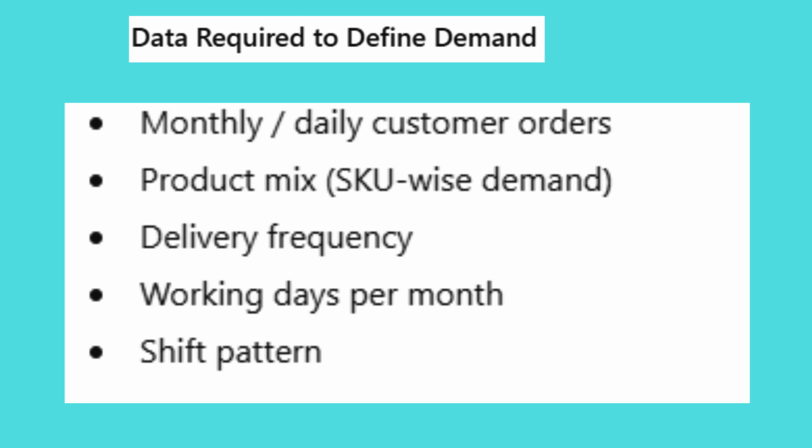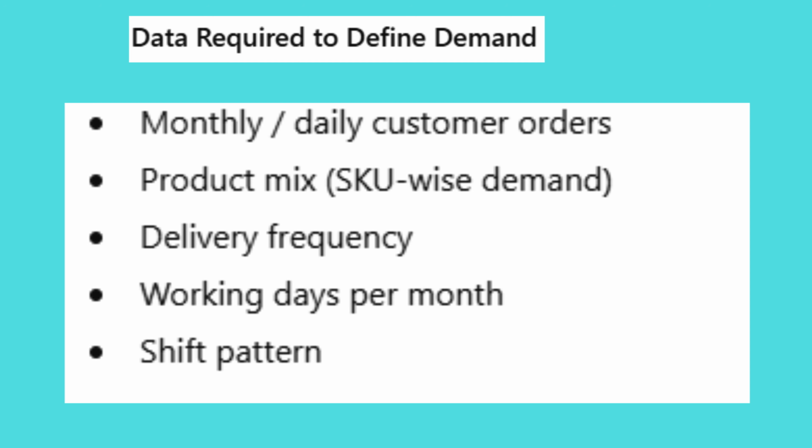Now let's talk about the data required to clearly define customer demand. Because understanding demand is not just a concept, it requires actual data. First, we need monthly or daily customer orders. This gives us a clear idea of how much demand exists over time. Second, we need to understand the product mix, which SKUs are being ordered and in what proportion. Because customers don't order just one product, they order a mix. Third is delivery frequency. Are customers expecting deliveries daily, weekly, or in batches? This directly impacts how we plan production.